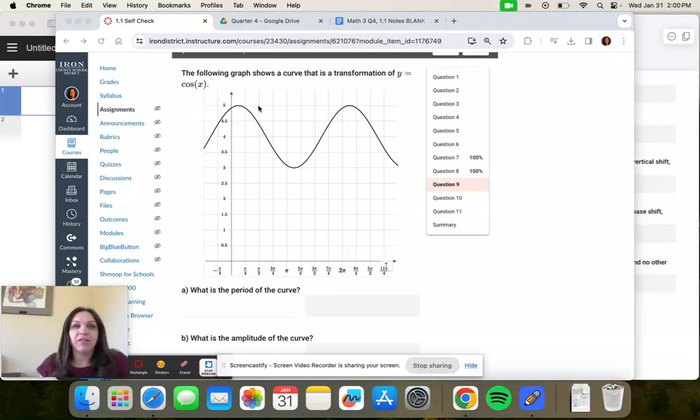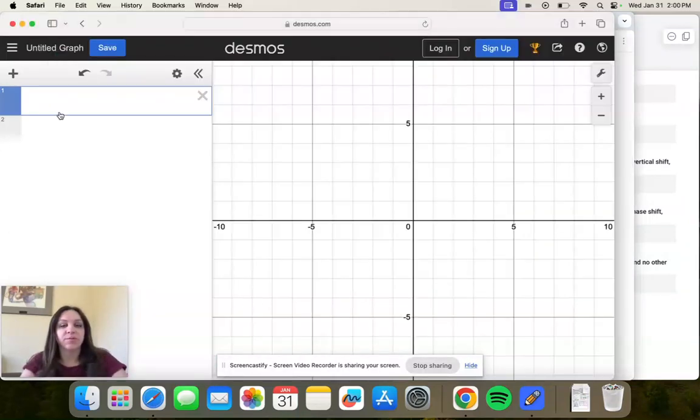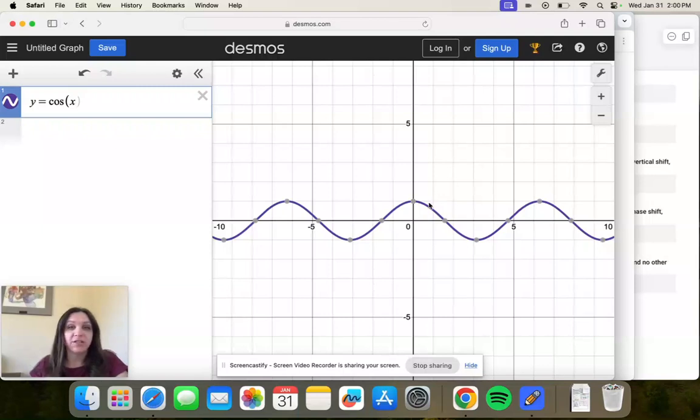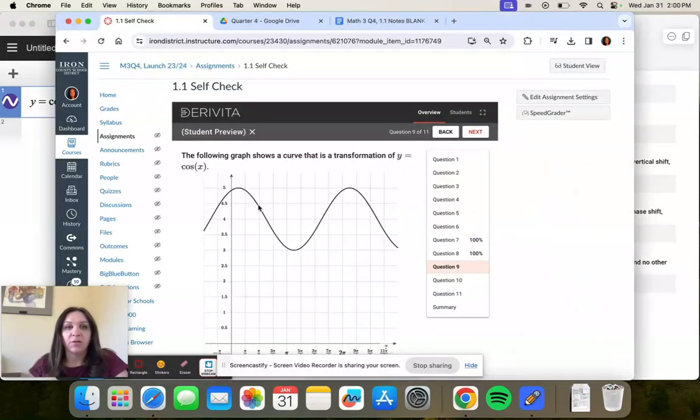All right, question 9, the following graph shows a transformation of cosine. So same thing, we want to go through and find the period and the amplitude. I want you to recognize cosine of x has our maximum on the y-intercept, and we're going up, we hit the y-intercept and then go down. So that's what's going on.